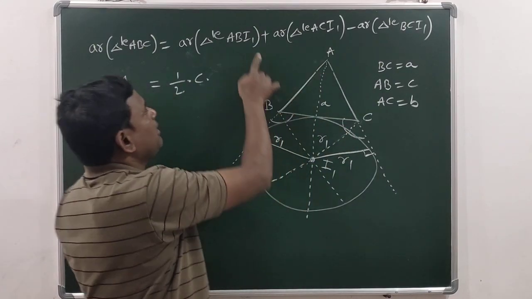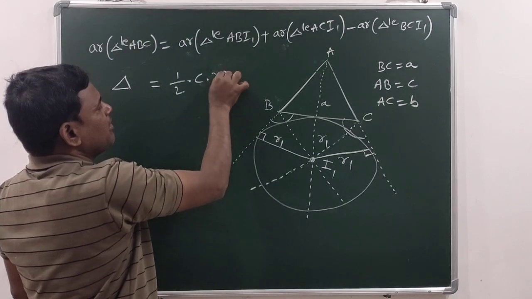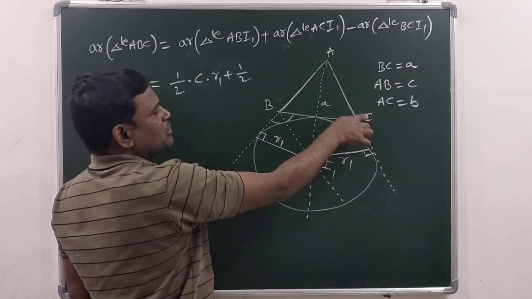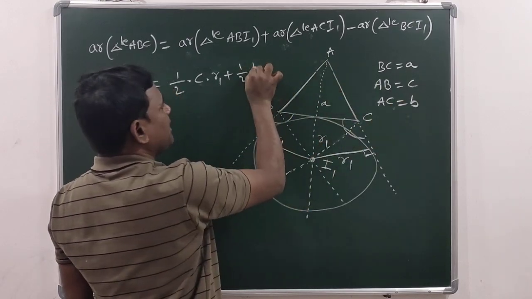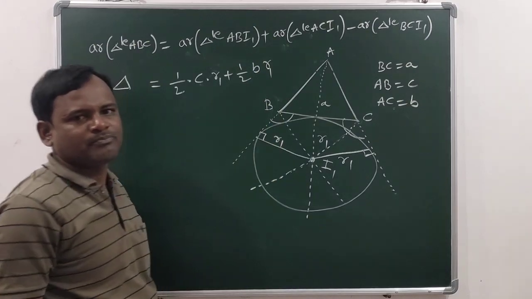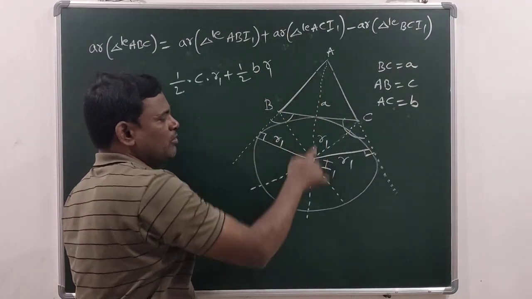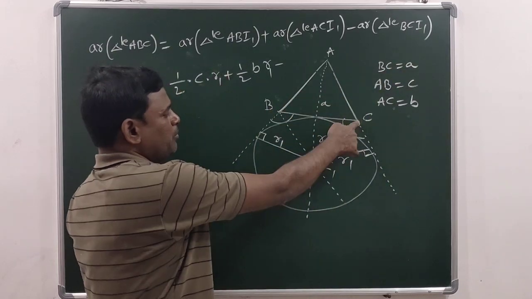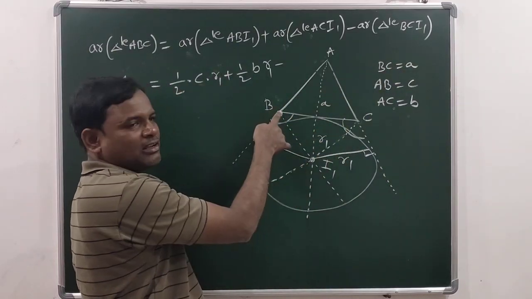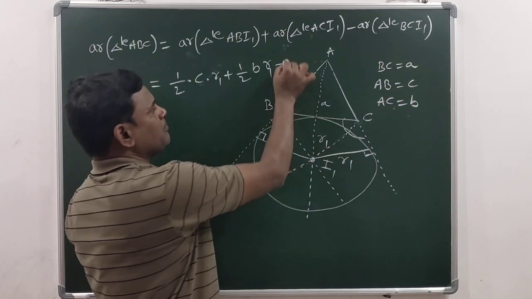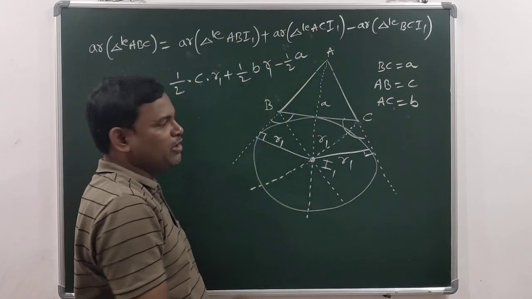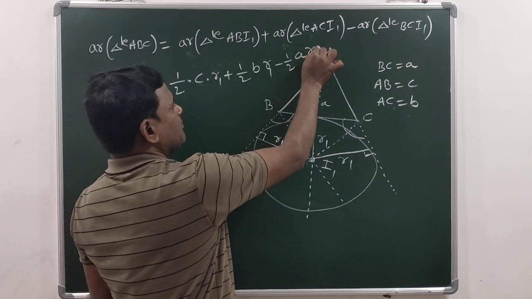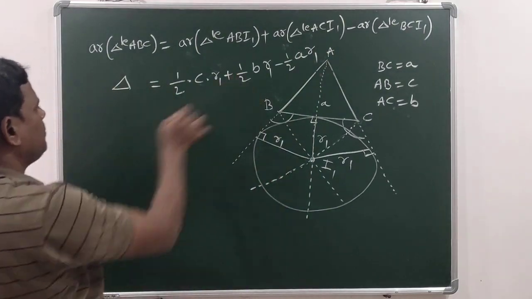So while finding the area of this triangle, delta is equal to the area of triangle ACI1 plus the area of triangle ABI1, minus the area of BCI1. The base for ACI1 will be AC, which is nothing but b here, and the radius will be R1. Now minus area of BCI1. For this triangle, the base will be the small a and the height will be R1.